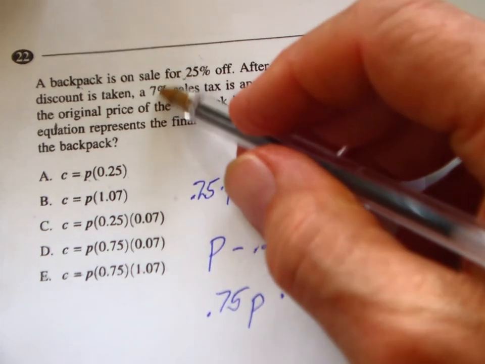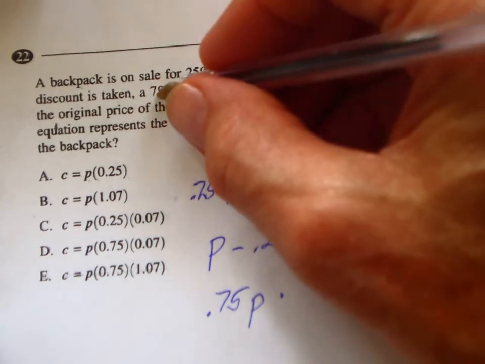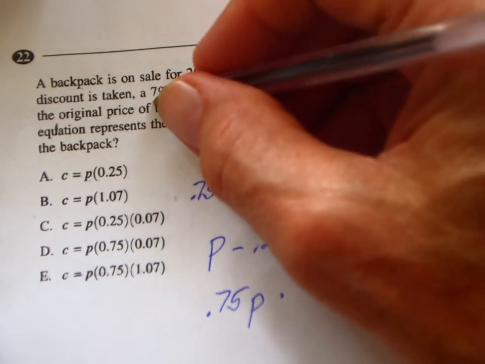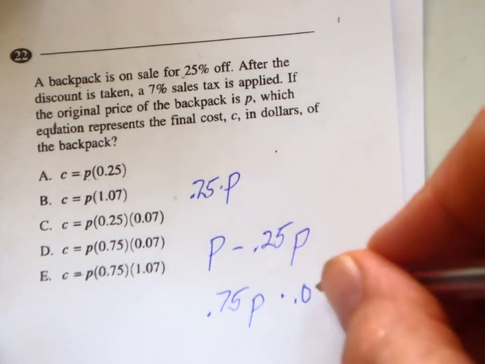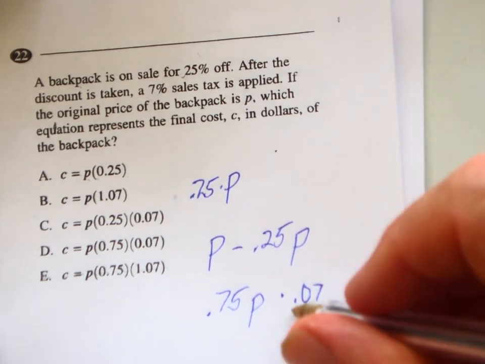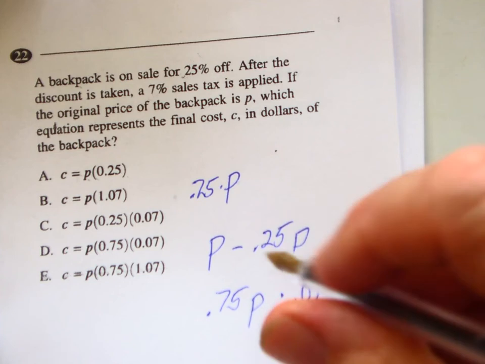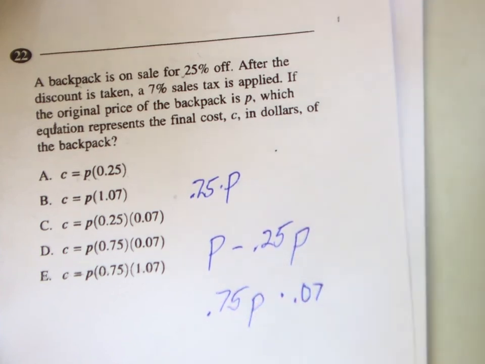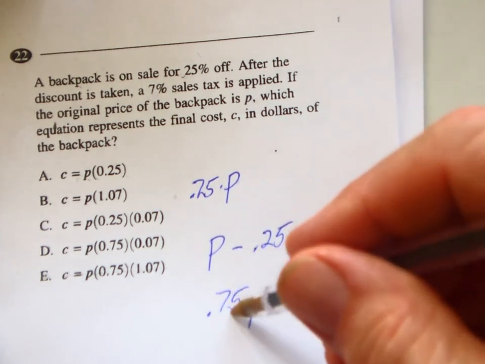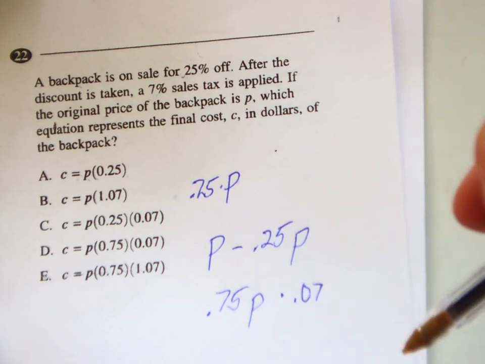We can't multiply times 7. We're going to divide that by 100 to get the decimal. It'll be 0.07, not 0.7, 0.07. So you're taking this and multiplying it by 0.07. But that's not going to give you the final cost. That's going to give you the sales tax. You have to add that to what we had, 0.75p.